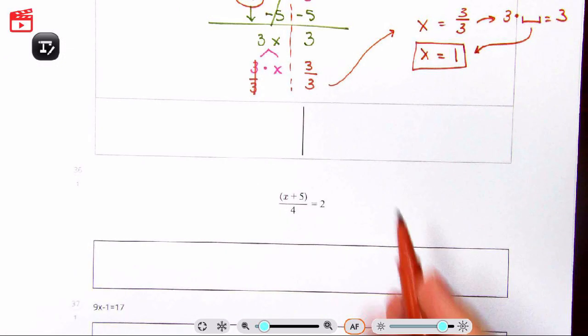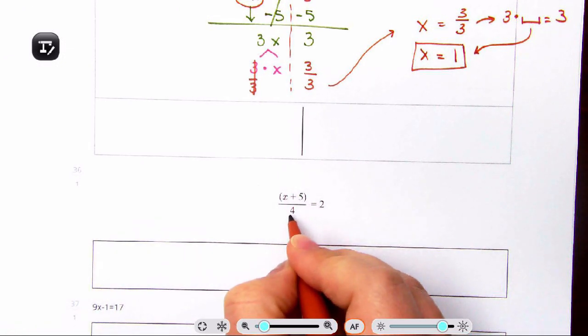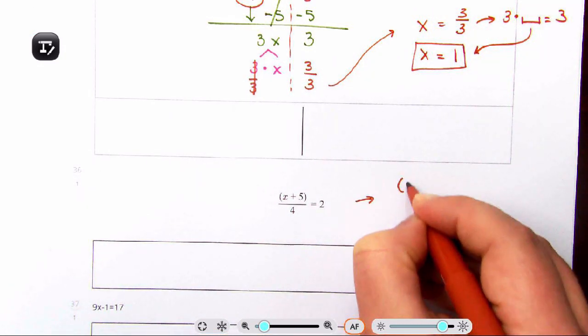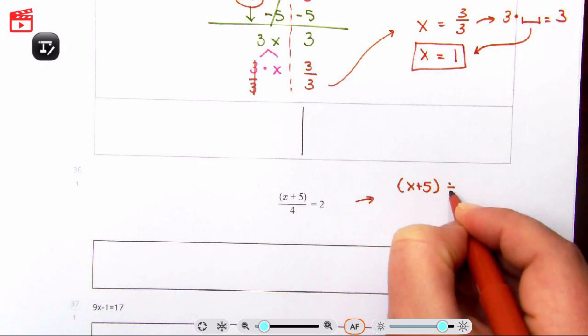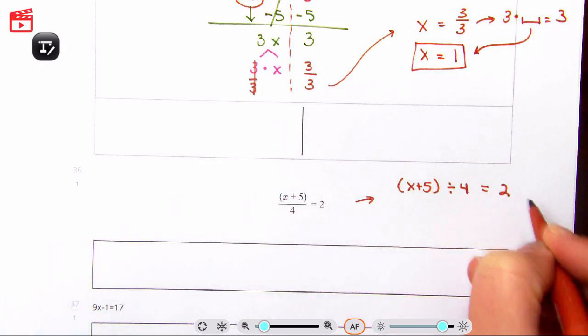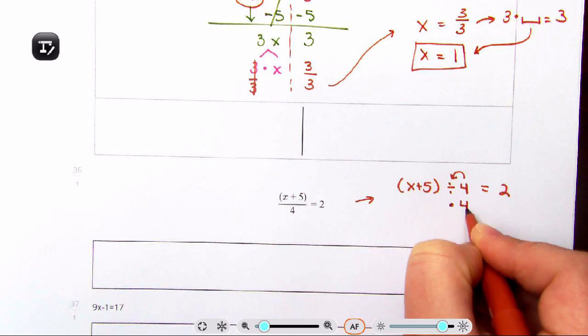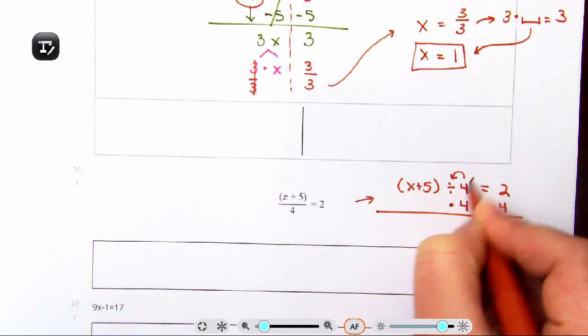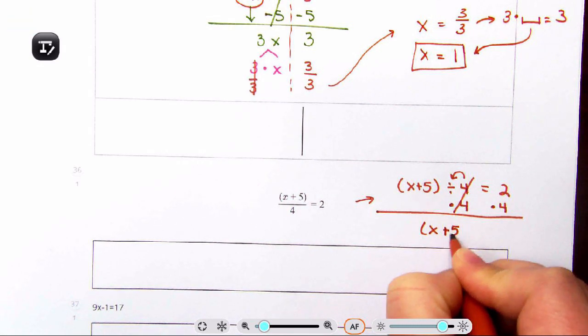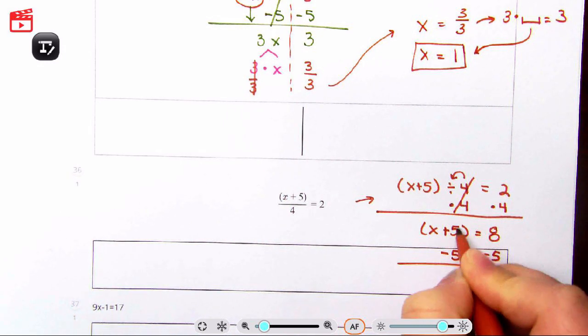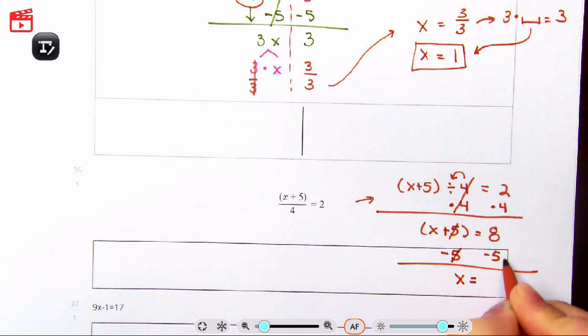All right, let's do another solving equation. Here we have x plus 5 divided by 4. I can rewrite it this way, you guys, if you want. x plus 5 divided by 4 is equal to 2. So I need to undo the divided by 4 first. So I'm going to multiply by 4 on both sides. So I have x plus 5 is equal to 8. I'm going to subtract 5 from both sides. So x is equal to 5, 6, 7, 8, 3.